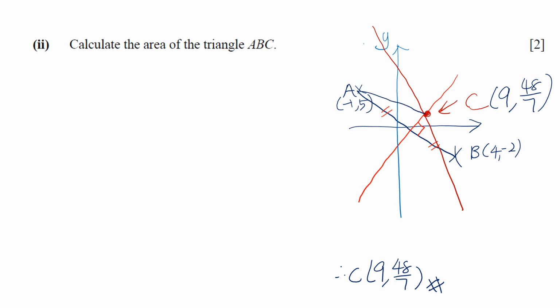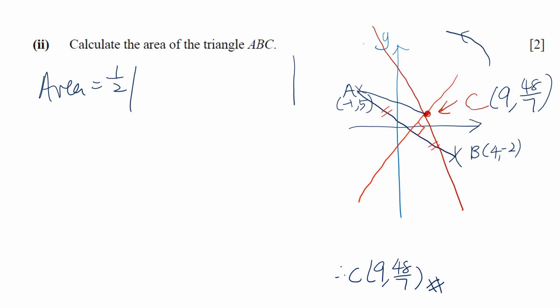Right, so to find the area of triangle ABC, I'm going to use the shoelace method, which is easier since I know all 3 points already. To use the shoelace method, make sure you arrange the coordinates in the anti-clockwise direction. The formula has a half there and then 2 vertical lines. Arrange the coordinates in anti-clockwise direction.